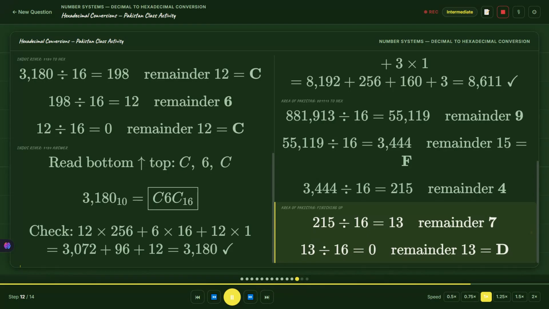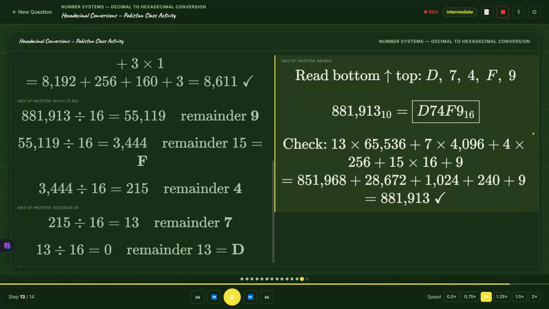215 split by 16 gives 13 with 7 left over. Then 13 split by 16 gives 0 with 13 left over, and 13 is the letter D. Now we have reached 0, so we are done splitting. Reading all the leftovers from bottom to top, D, 7, 4, F, 9, so the area of Pakistan, 881913, becomes D74F9 in hexadecimal. Our check adds up perfectly.